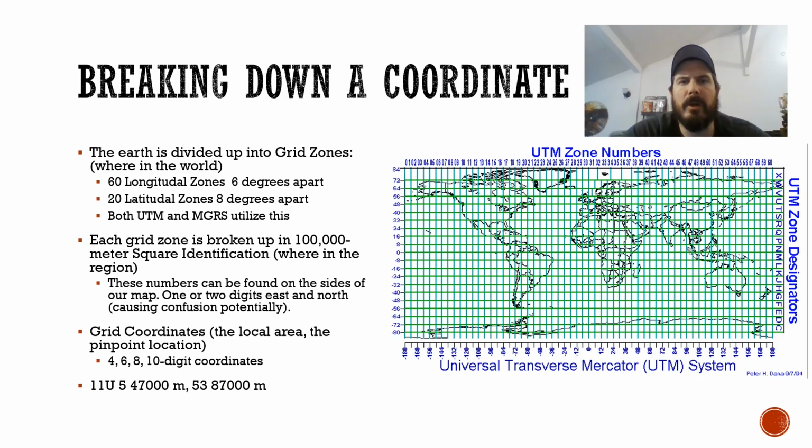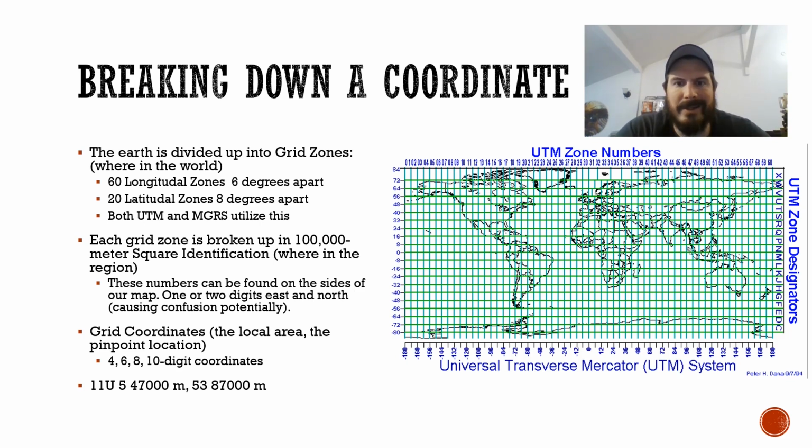Okay guys, we're going to try and break down the UTM coordinate here. I've got a coordinate at the bottom. Show you right there. Alright, there's going to be a UTM grid zone. That's kind of where in the world. And that's going to be, in this case, R11 uniform. You're going to have your 60 longitudinal zones. That's going to be going up and down.